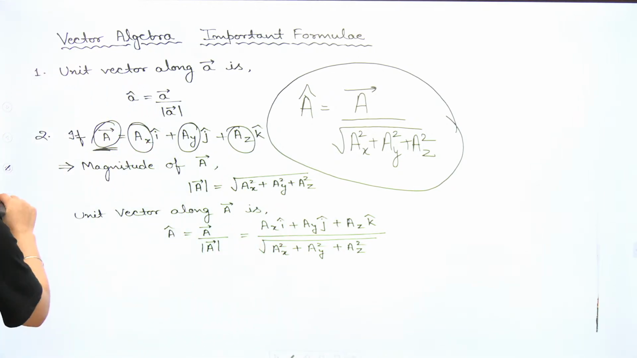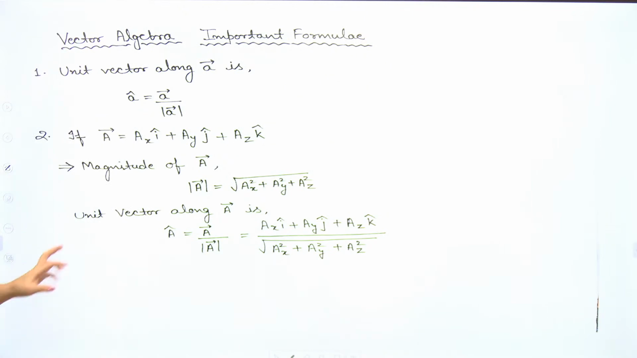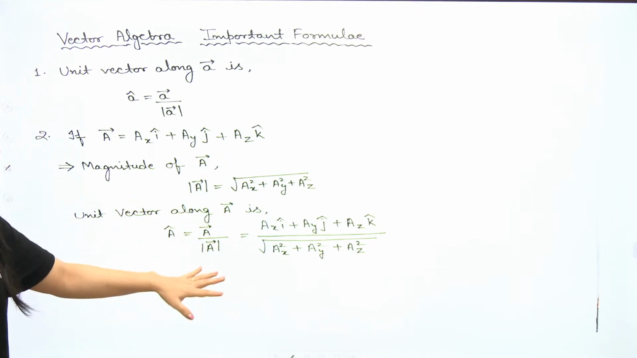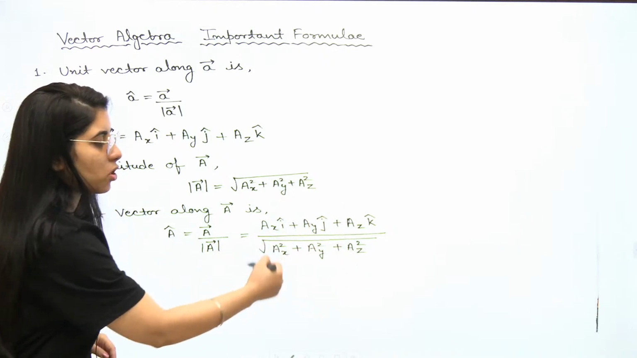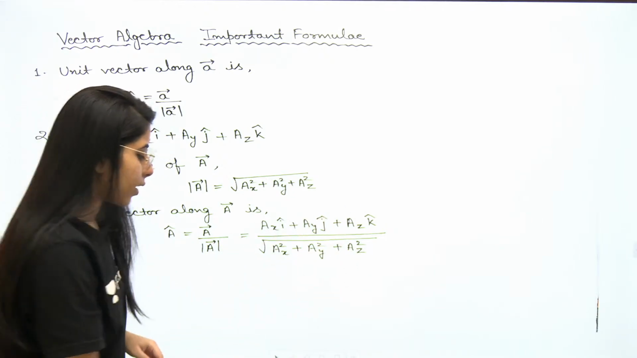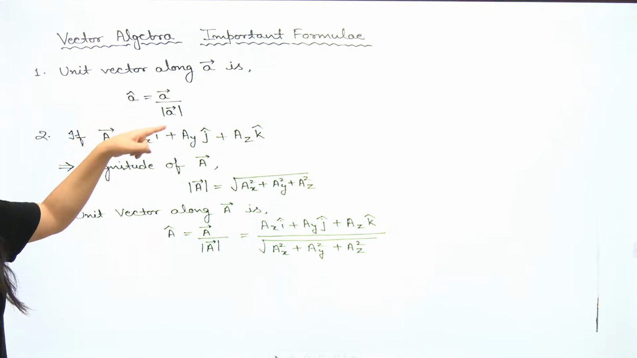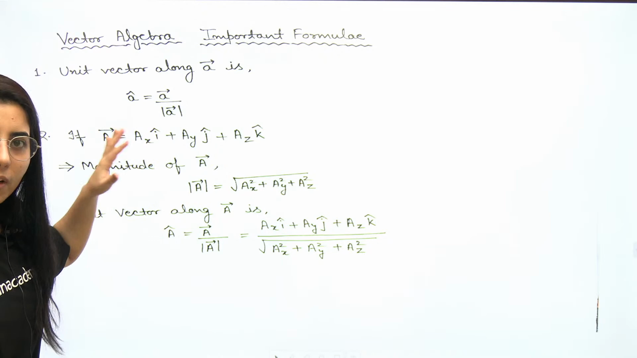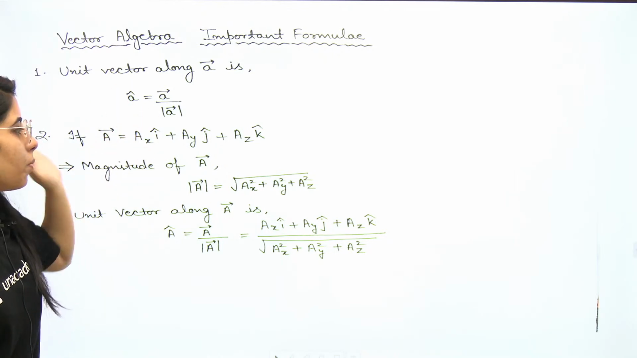Okay, next point. The next point is related to the unit vector along A, which I have explained to you. The form has been shown here, how you need to consider it and how you can get it. And this is the general formula for any vector: if you want to find the unit vector, it will be vector A upon mod A.